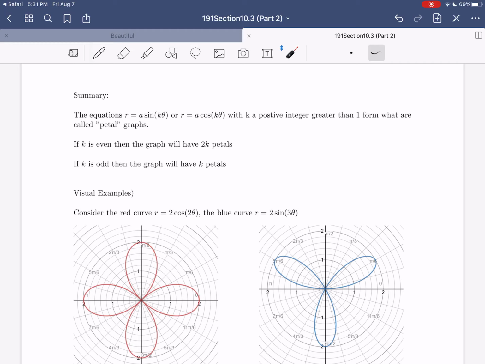In our next video, we'll be moving into our very last section, which is 10.4, which quickly runs through how to do calculus operations like the derivative, area, and arc length on polar curves.